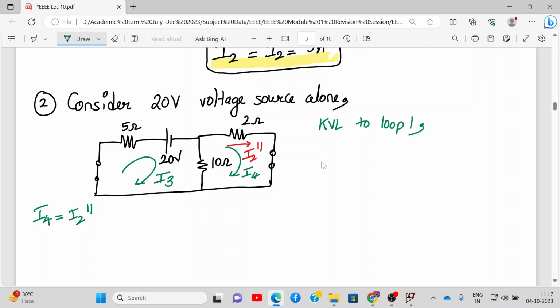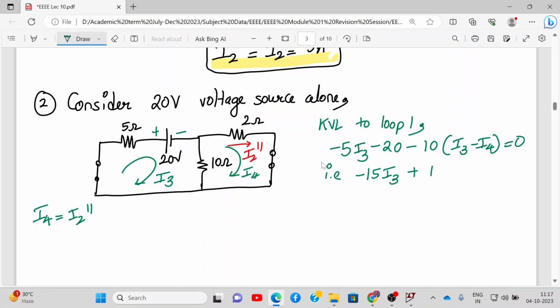So what do we get over here? We get minus 5 I3. Here it is plus minus, so it will be minus 20 minus 10 times (I3 minus I4) is equal to 0. So let's rearrange this. You will get minus 15 I3 plus 10 I4 is equal to 20. And let's call it equation number 3.